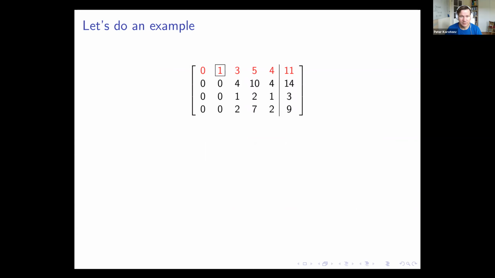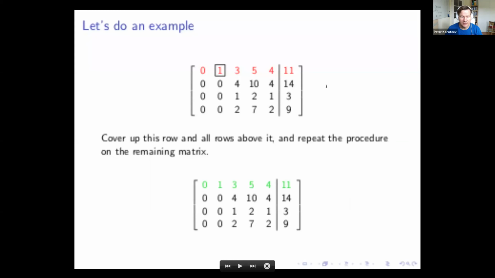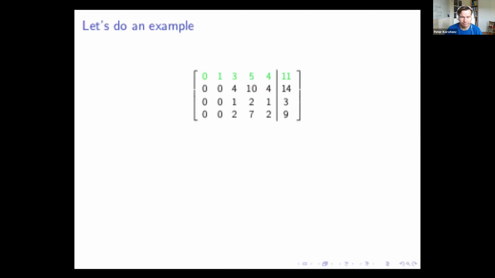Okay, so next step. Now we're going to cover this row. We're not going to work with this anymore, at least for the time being, but we'll come back to this later. And then we'll repeat the procedure on the remaining matrix. So here we have 3 more rows, and then there's a choice. Now the first row we color in green, meaning that it's covered, so we're not going to work with this for the time being. Okay, that's the starting point.